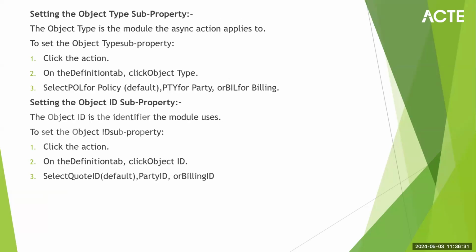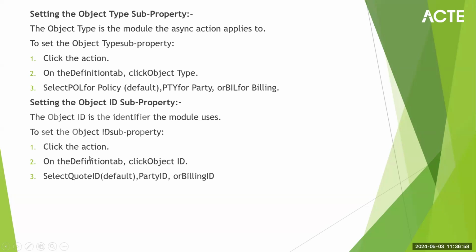Setting the object type property. Object type is the module that the action applies to. How do you set it? On the action definition tab, click object type and select POL for policy. By default, you need to select POL for policy. For party or for billing, select PTY. For billing, click on BIL.